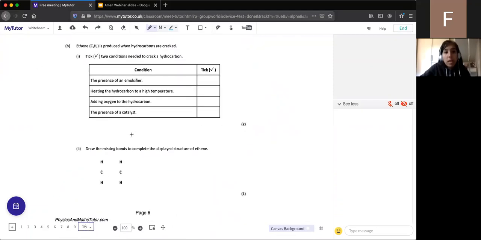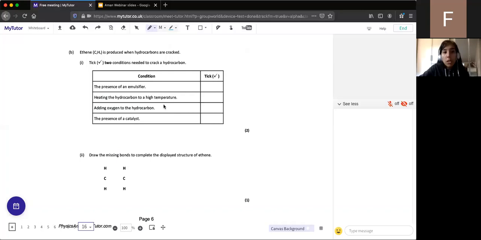Okay, ethene is produced when hydrocarbons are cracked. So this is a bit of a reminder of what we covered on Tuesday. Someone keeps sending colourless. No, lime water turns cloudy, it does not turn colourless. So tick 2 conditions needed to crack a hydrocarbon. Does anyone remember, what do we need to crack a hydrocarbon? Remember there were 2 types of cracking we looked at: steam cracking and catalytic cracking.